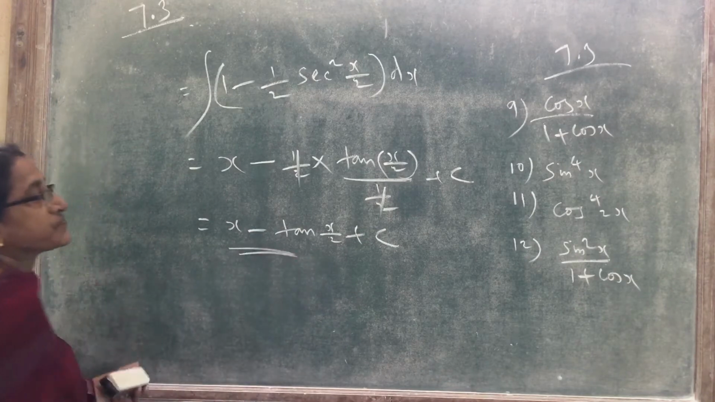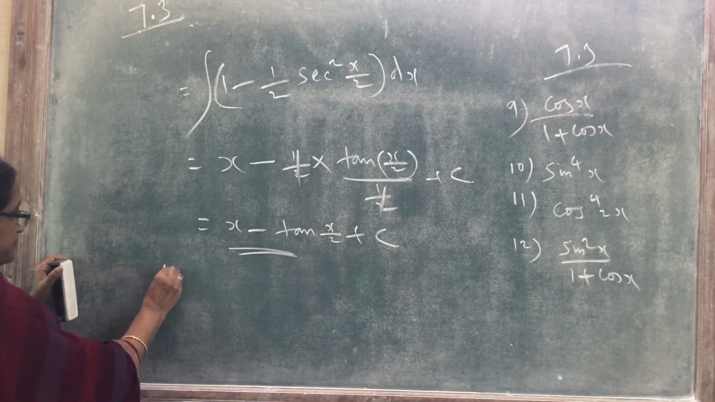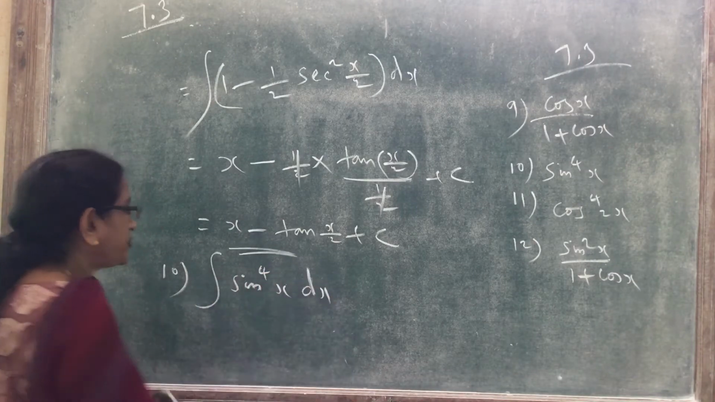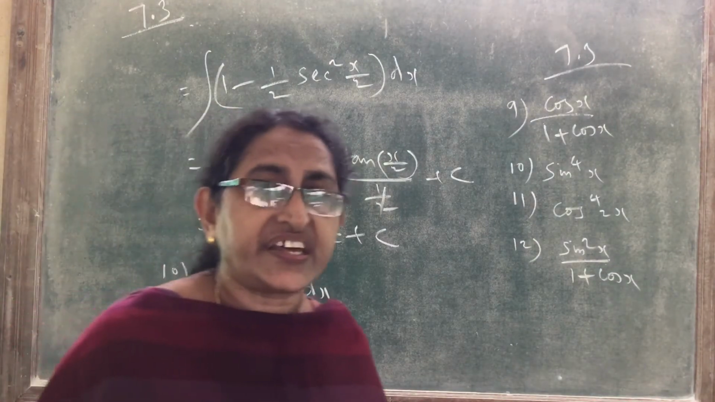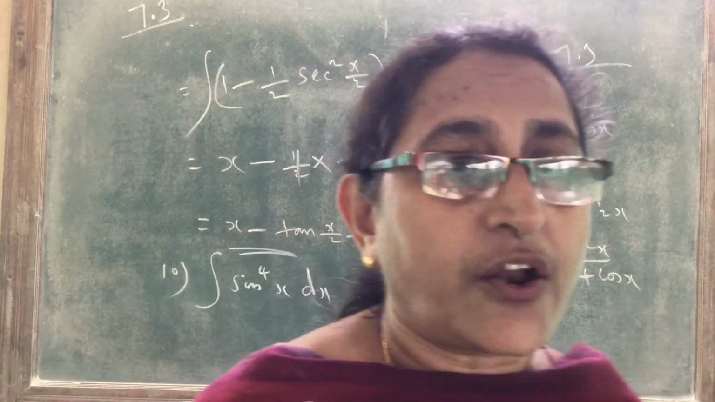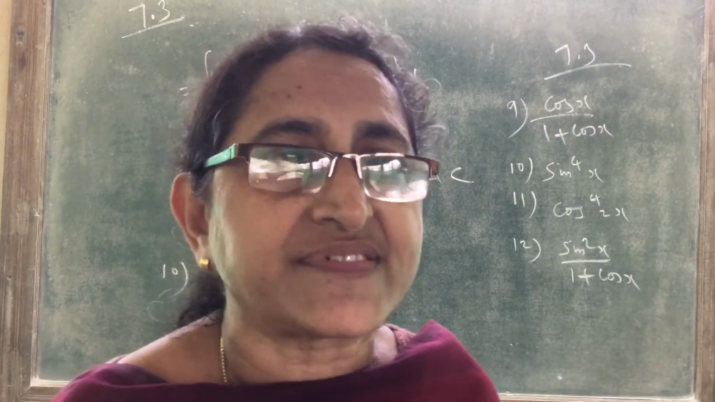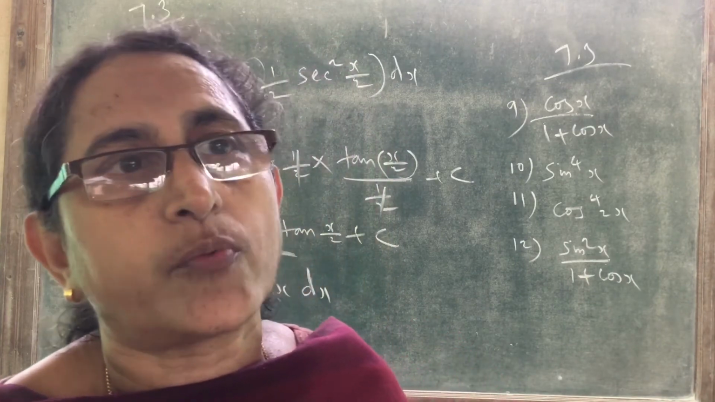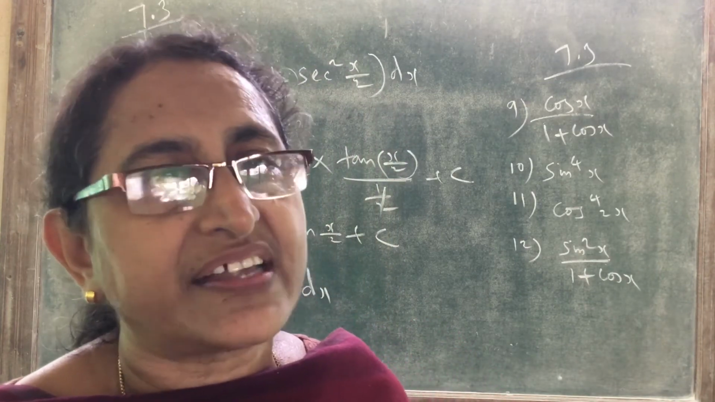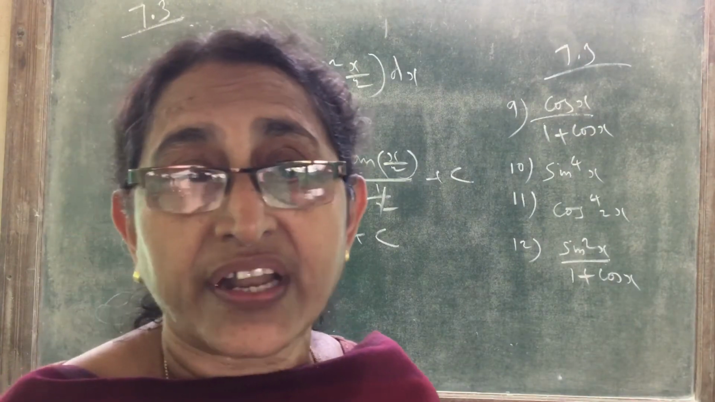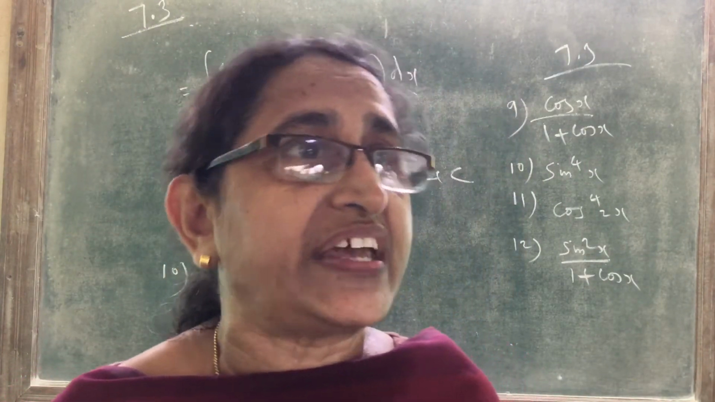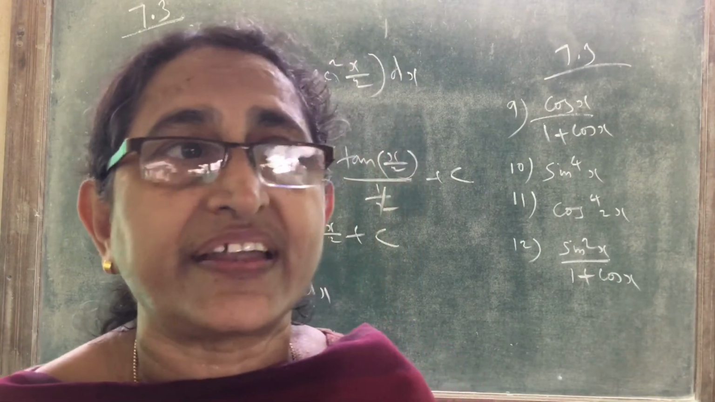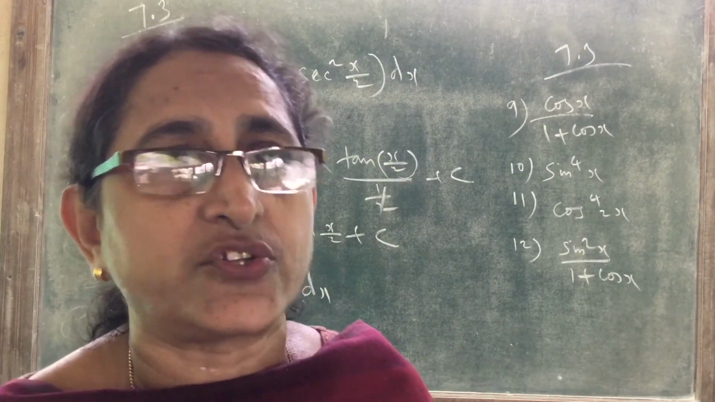So that's the answer. Now next, the 10th one: the integral of sin raised to 4 x dx. How do we find the integral of sin raised to 4 x dx? We know how to find the integral of sin square x. To find it, we have to use the formula: sin square x is 1 minus cos 2x by 2, and cos square x is 1 plus cos 2x by 2. Like that we integrate sin square x and cos square x, by applying those formulas.